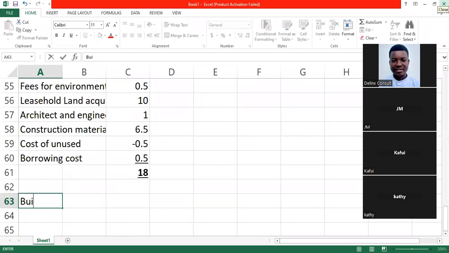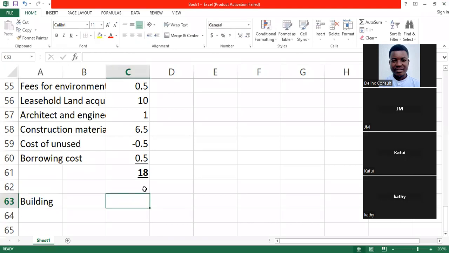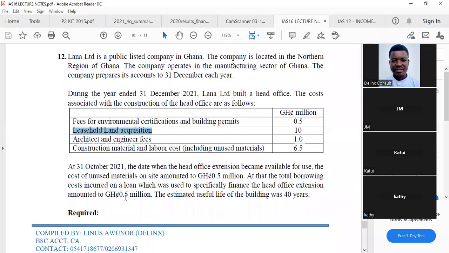So the cost of the building will now be what? How much? The land is 10 million. So the cost of the building, at the borrowing cost, it's 0.5. Borrowing cost is 0.5. Where is the 0.5? At that date, the total borrowing cost incurred on the loan, which was used to specifically finance the head office extension, amounted to 0.8 million. Am I right? No. That means you are reading a different question.